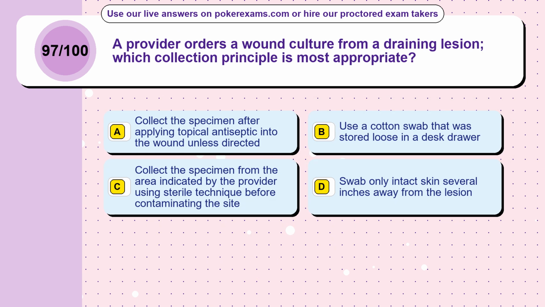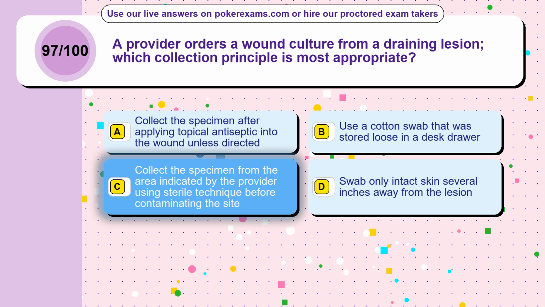Question 97. A provider orders a wound culture from a draining lesion. Which collection principle is most appropriate? Option A. Collect the specimen after applying topical antiseptic into the wound unless directed. Option B. Use a cotton swab that was stored loose in a desk drawer. Option C. Collect the specimen from the area indicated by the provider using sterile technique before contaminating the site. Option D. Swab only intact skin several inches away from the lesion.